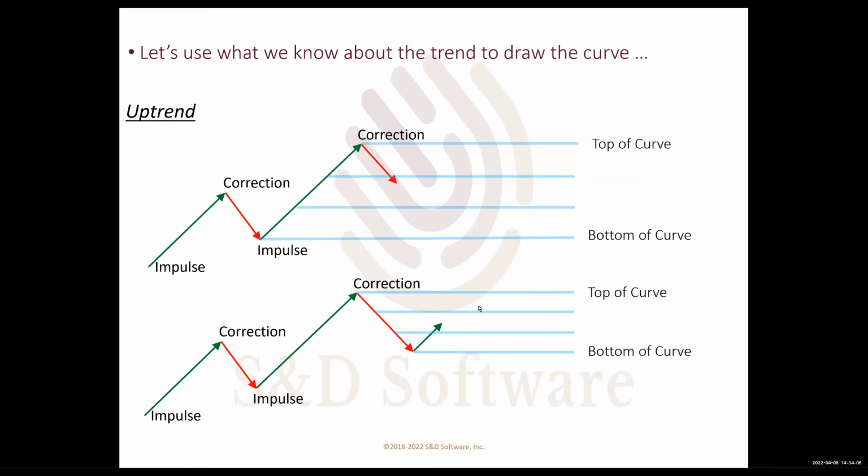Now, when we get up here high on the curve, we actually expect supply zones up here to fail as well. Why? Because this is an impulse move, or assumed to be an impulse move. And if it's an impulse move, it has to give us a new high, which means it's going to have to break the top of the curve. We can't have an uptrend without breaking the top of the curve.